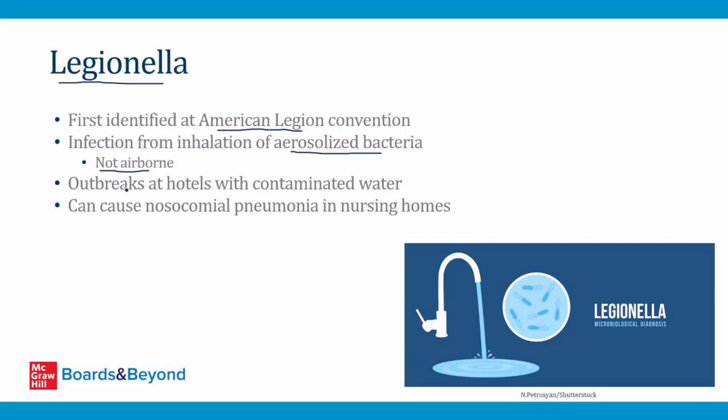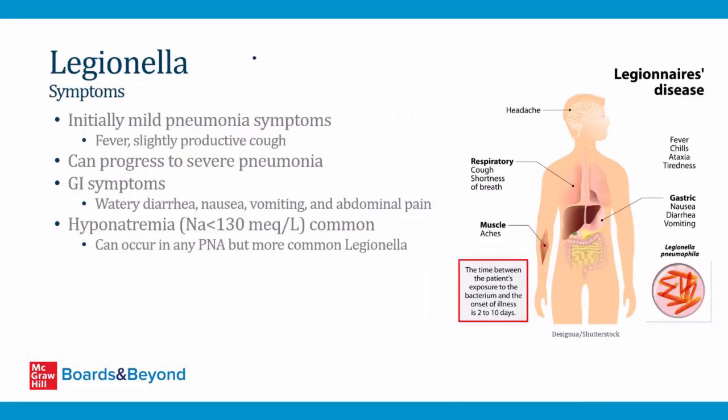So if you understand this, then you can understand how outbreaks can occur at hotels with contaminated water. And that's how the initial infection was described at the American Legion Convention. You can also get Legionella outbreaks in patients in nursing homes. You can have nosocomial pneumonia, that's what we call it when you get pneumonia in a nursing home, and it can come from Legionella if the water's been contaminated. So Legionella is one of the atypical bacteria that usually causes pneumonia with a less severe clinical course.